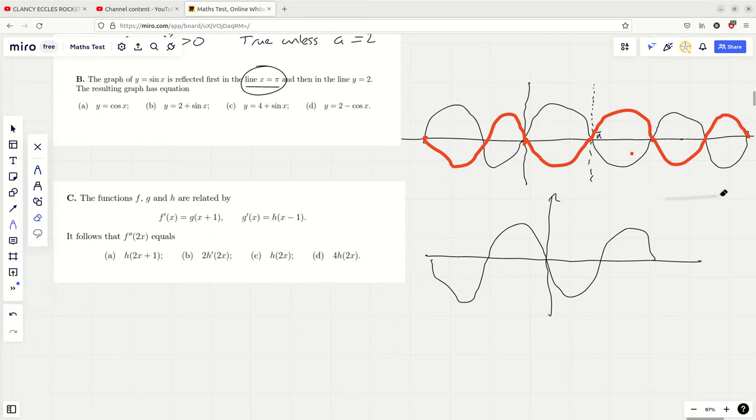But what are we doing now? We're reflecting in the line y equals 2. So bear in mind this is at 1.